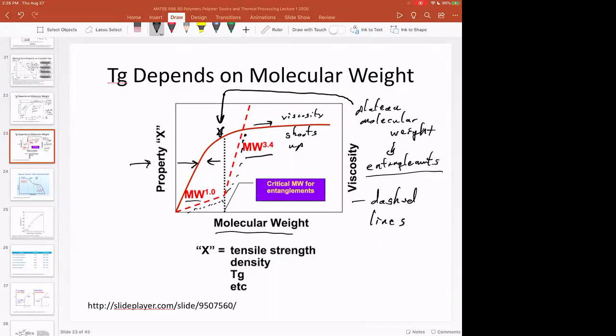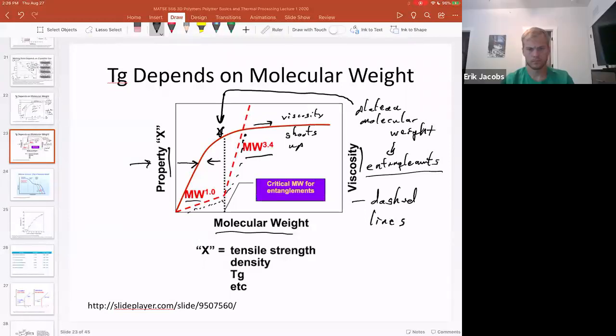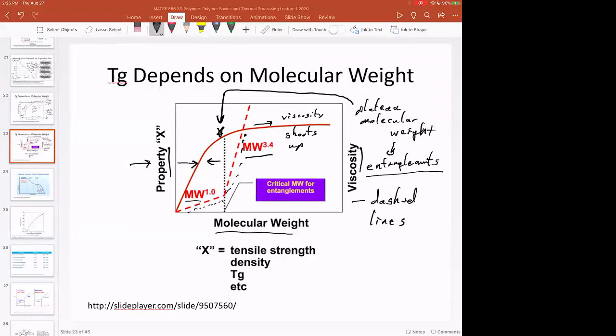Nope, nope. These axes, the viscosity axis and the property x-axis, are just schematics. So there's no scaling between those. So there's no significance of that crossing point. That's just a quirk of the graph. Okay, thanks.